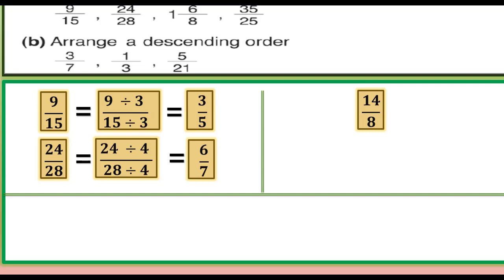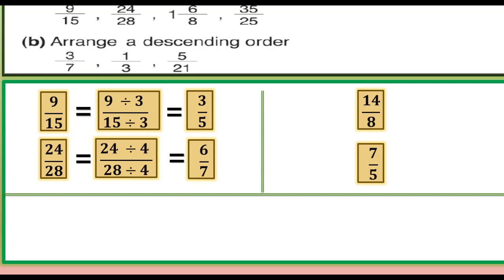For 35 over 25, the highest common factor between 35 and 25 is 5. Divide both the numerator and the denominator by 5. 35 divided by 5 equals 7. 25 divided by 5 equals 5. So the fraction in the simplest form equals 7 over 5.